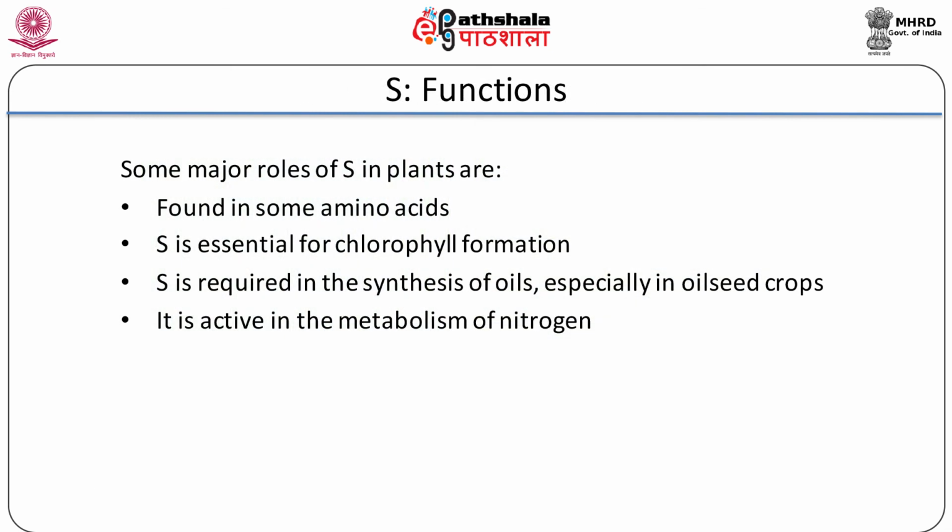Sulfur plays some major roles in plants. It is found in some amino acids that serve as the building block of proteins. Sulfur is essential for chlorophyll formation. It is a major constituent of one of the enzymes required for formation of chlorophyll molecule. Sulfur is required in the synthesis of oils, especially in oilseed crops. It is active in the metabolism of nitrogen.